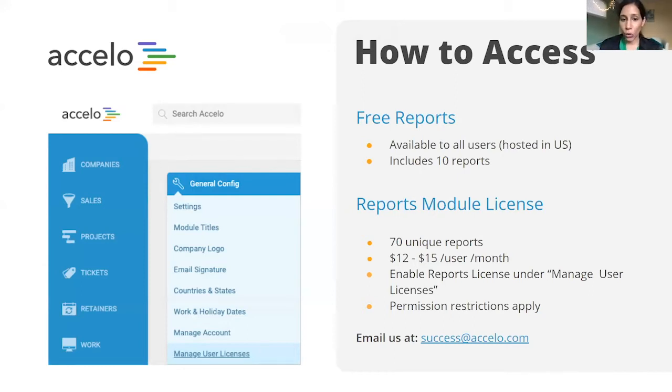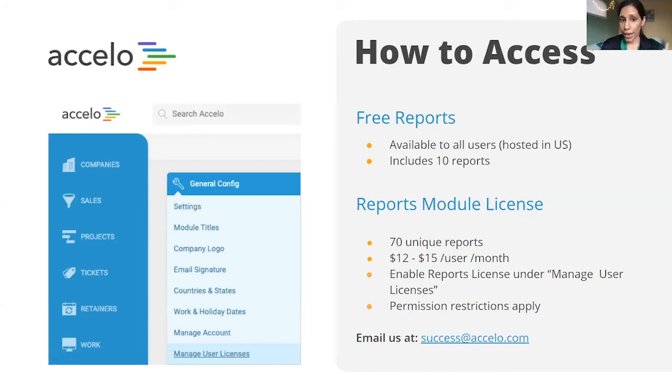For clients that are hosted on our US server, there are 10 free reports included in your account under the reports module. Now, in order to access the 70 unique reports, there is an additional license fee. So this is in addition to your mix and match and ServeOps subscription plan. So for those of you that are on our annual and quarterly billing cycle, it's $12 per user per month. And those that are on our monthly billing cycle, it's $15 per user per month.